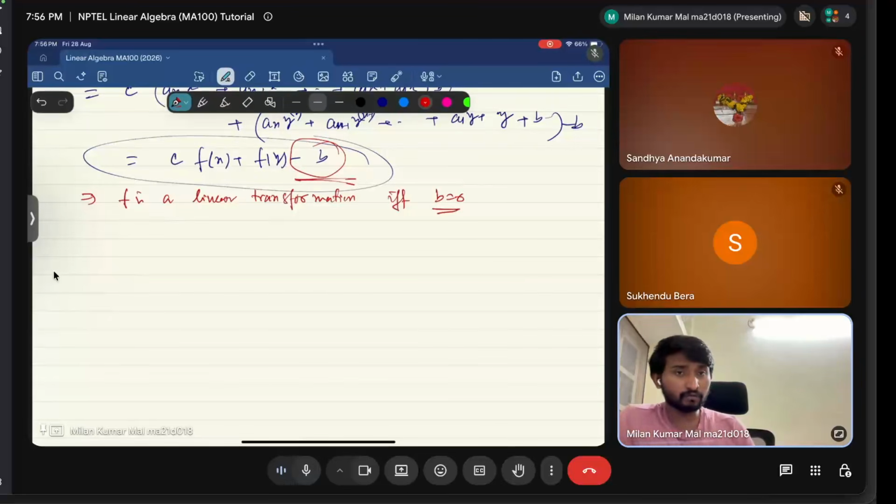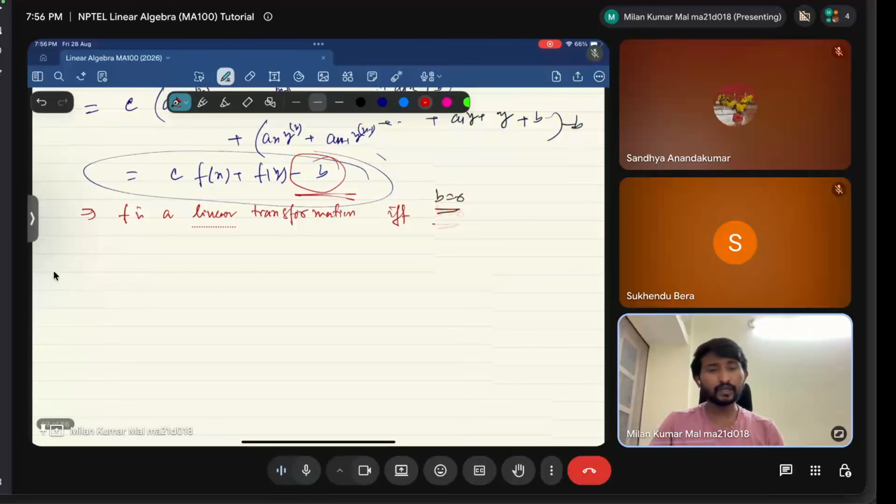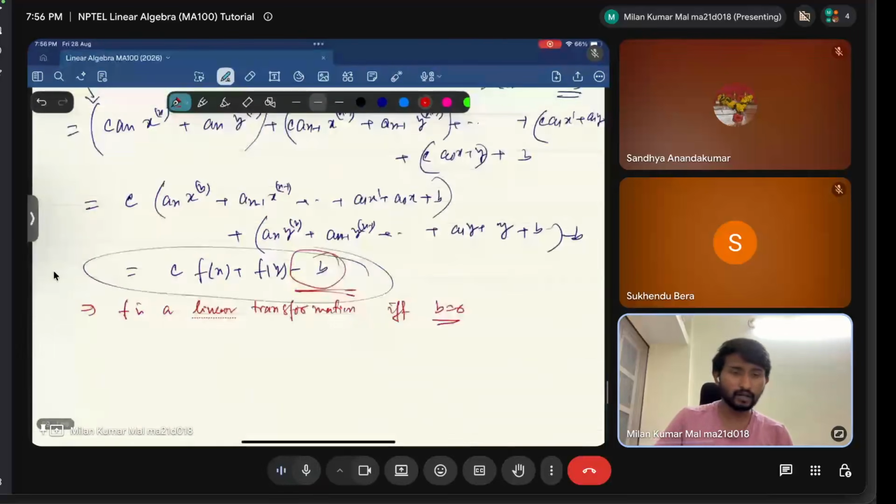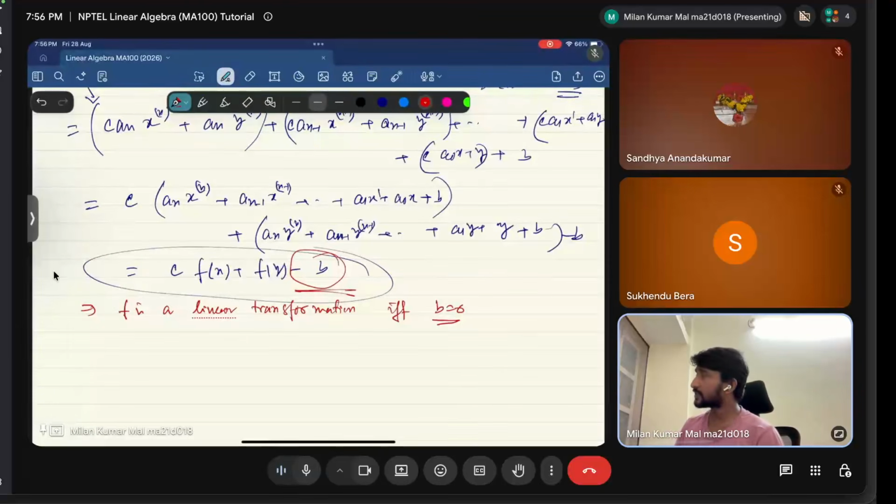Note that if b is not equal to 0, then you can find x and y for which this inequality happens. You can just take two functions for which this happens. Let's take x square, and let's take y square. For these two functions you get the situation that this equality does not hold. But if b is equal to 0, then this is linear, which I have proved. So it is a linear transformation if and only if b is equal to 0. This settles the first question.